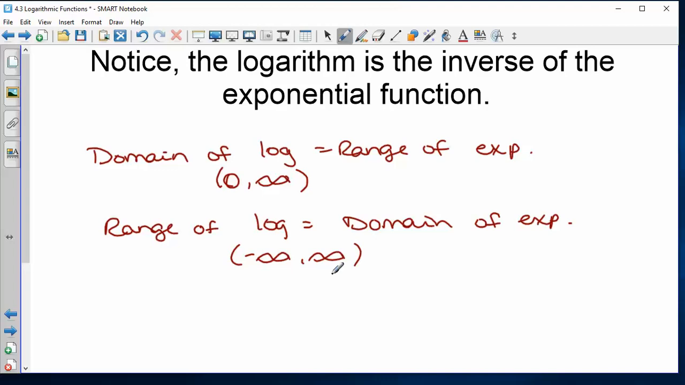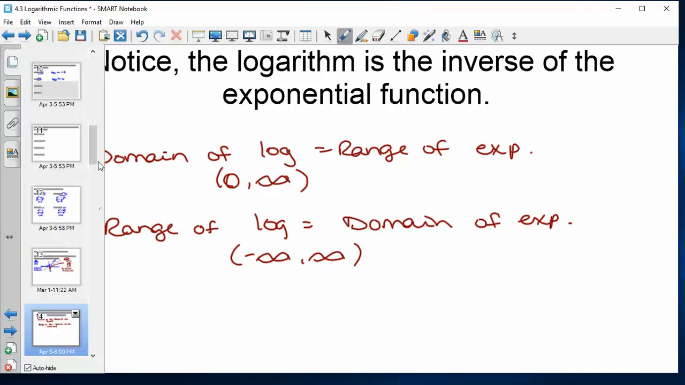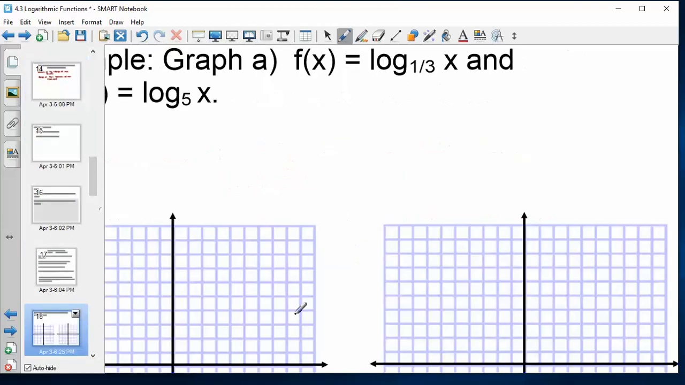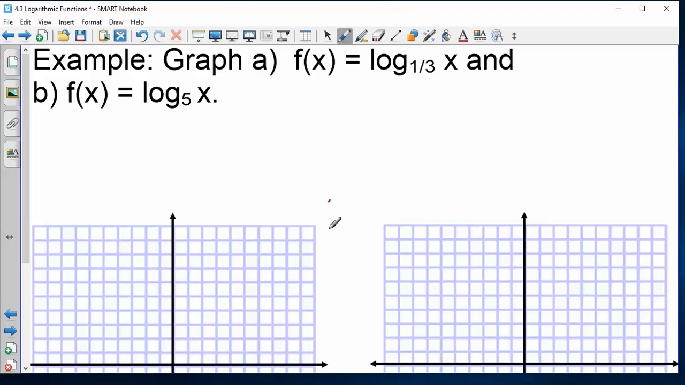So let's do some graphing. If I asked you to graph f of x equals log base 1/3 of x, we're going to do this a lot like with the exponentials. We always plugged in those 3 points. What I recommend is to go ahead and change it to an exponential first, and then go from there.